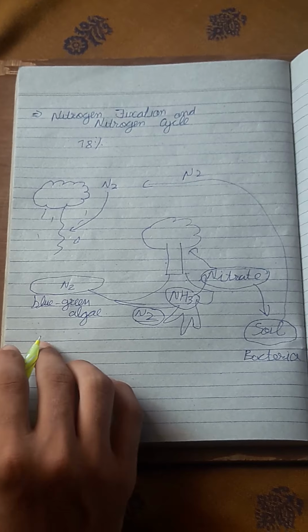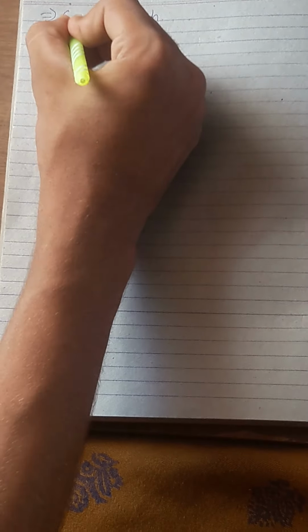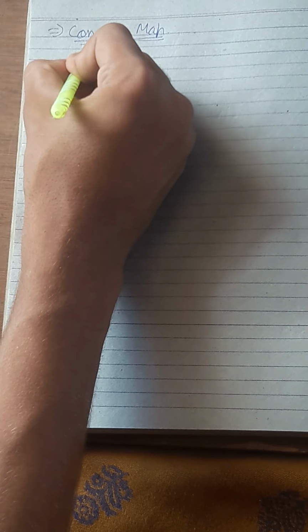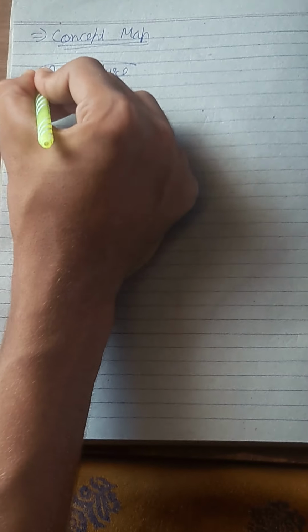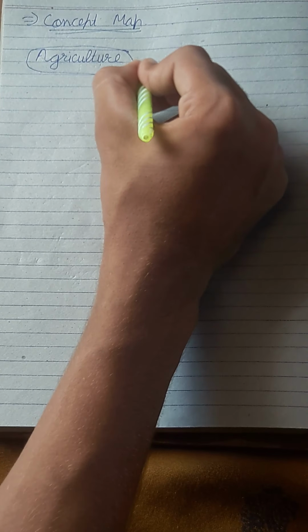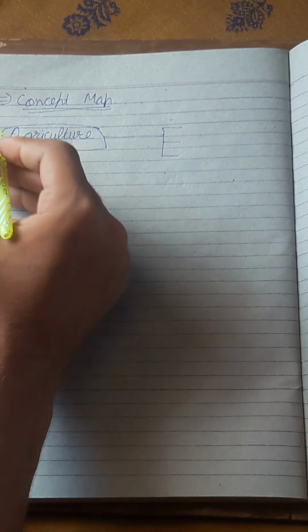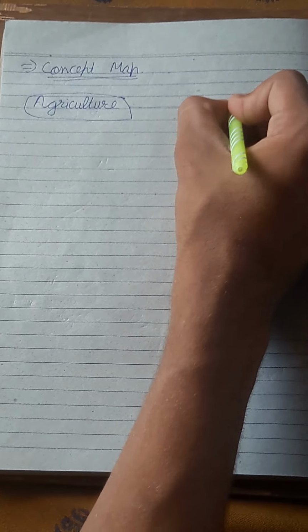So let's see the mind map to summarize all these three parts. What we have learned today, through the concept map. First there is agriculture. Agriculture is the growing of plants and animals for human use. It is divided into three parts.